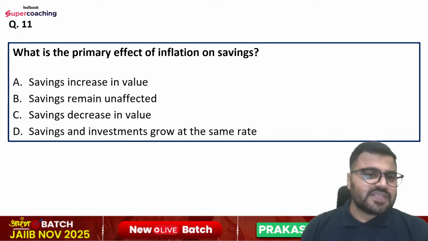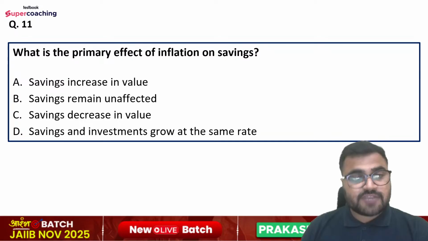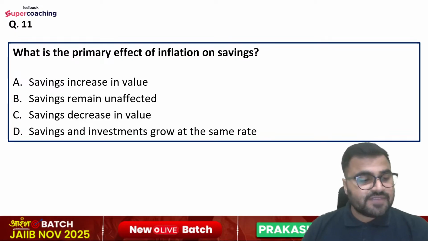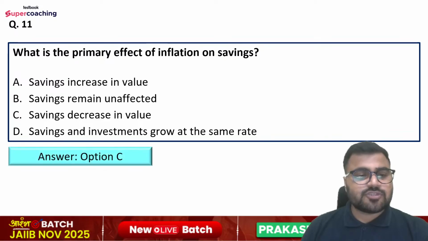So options are: savings increase in value, savings remain unaffected, savings decrease in value, savings and investments grow at the same rate. Do let me know, guys. Right answer is option number C here. That is, savings decrease in value.